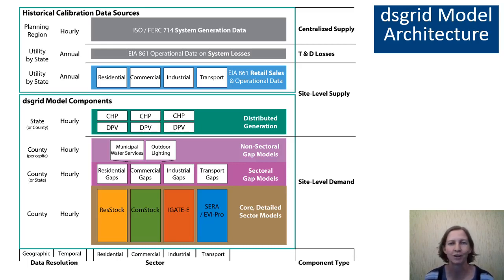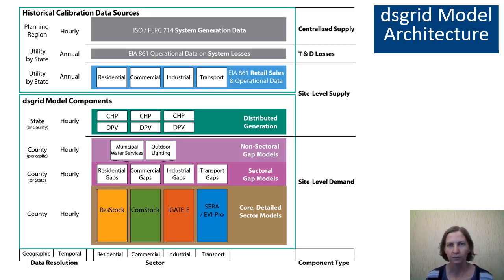714 system generation data. And then we also have data that's gathered by surveying utilities, and that data is able to provide annual electricity demand by sector. So we have an annual number of gigawatt hours or terawatt hours used by residential, commercial, industrial, and transport customers.